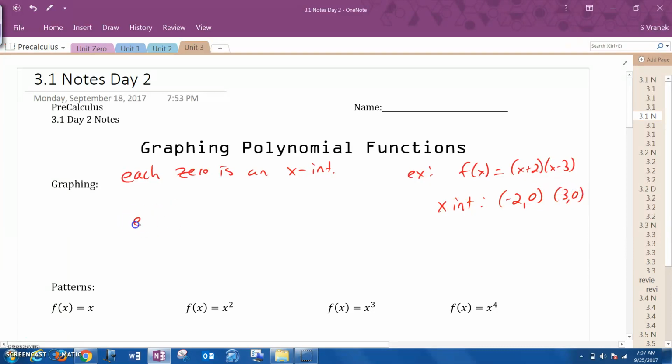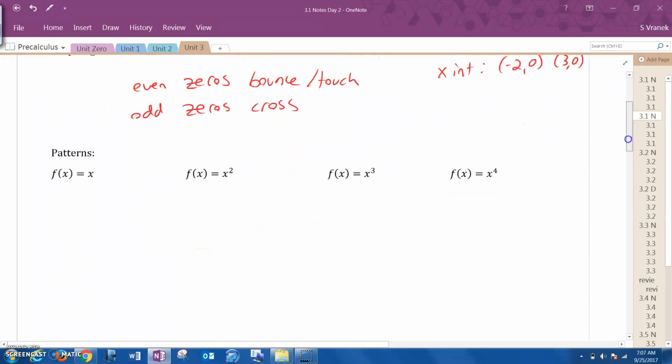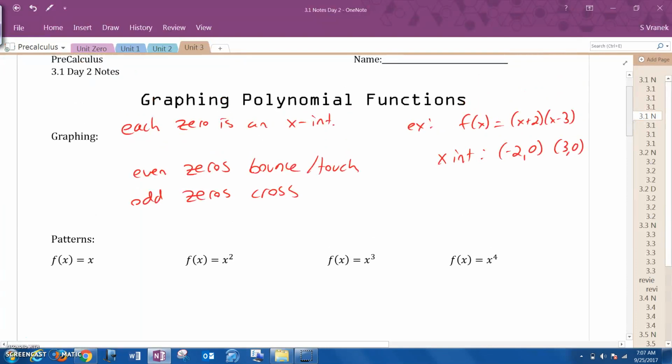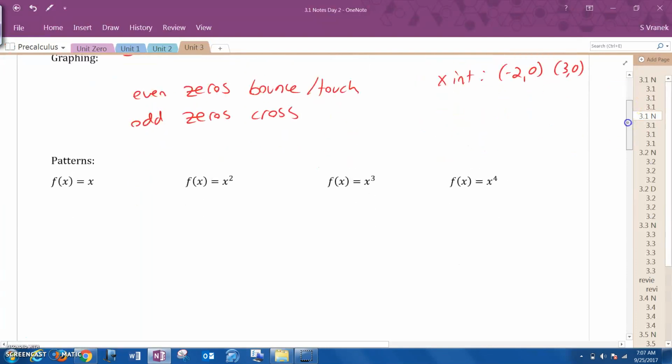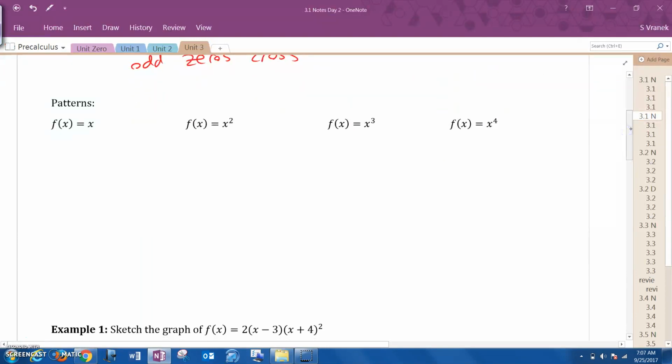And also remember that even zeros bounce or touch, whatever you want to call it, and odd ones cross. Okay, so let's look at some common patterns for different powers of functions.